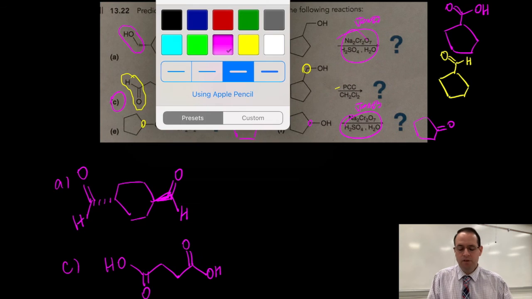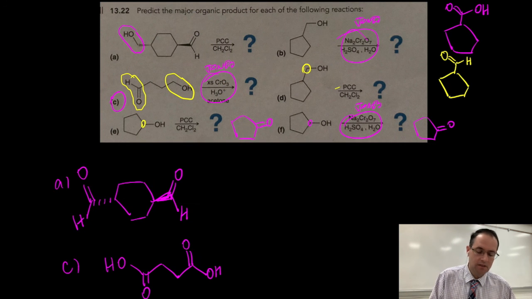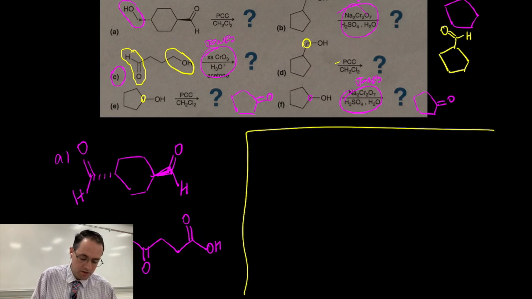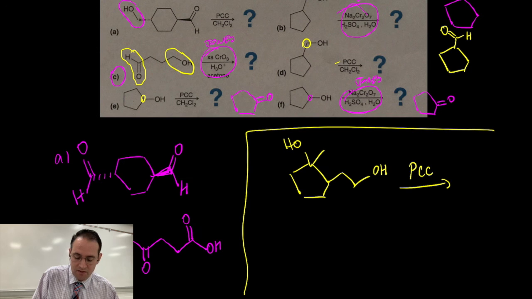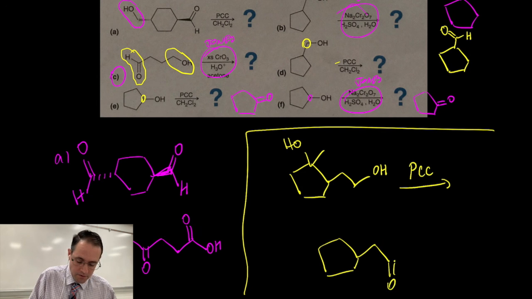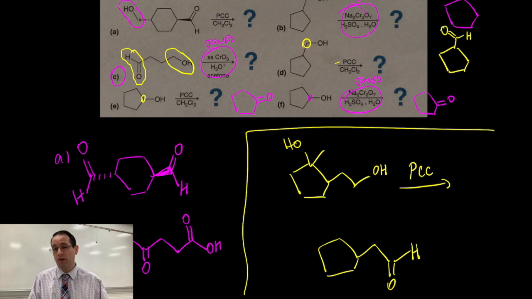Okay. Now please don't get confused about certain types of reactions. Let me give you some bonus material here. If you have something like this, okay, and you treat this with PCC, remember PCC will oxidize primary alcohols to aldehydes, okay? So we form the aldehyde from that primary alcohol.